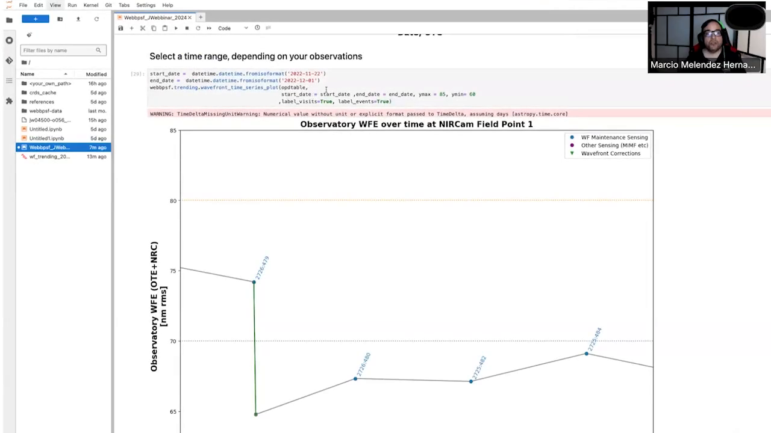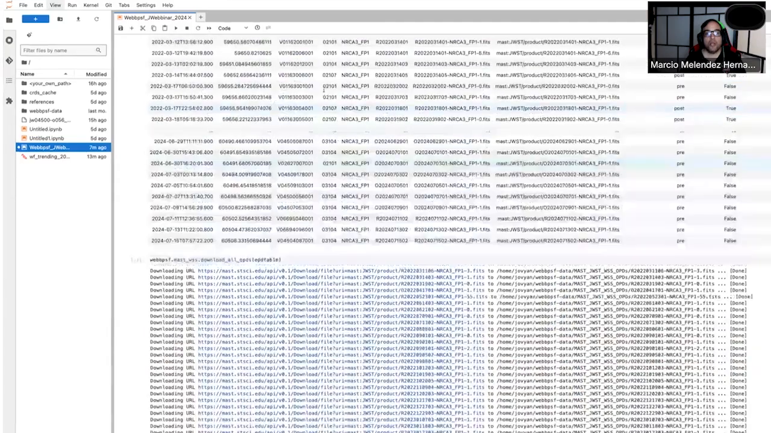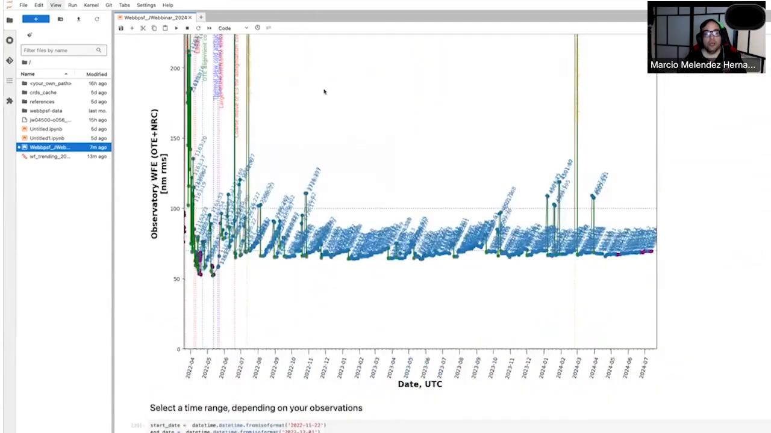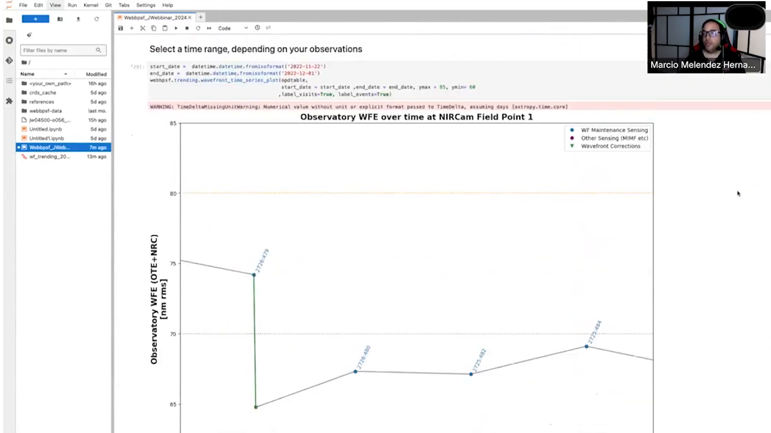Many of these functions do take that OPD table that we generate here to do some of the trending. But in general, some of the trending that I showed you already, there are different functions where you get the same information. So this is just to show you, and for you to have this in the notebook, and you can play around with this at your own time.